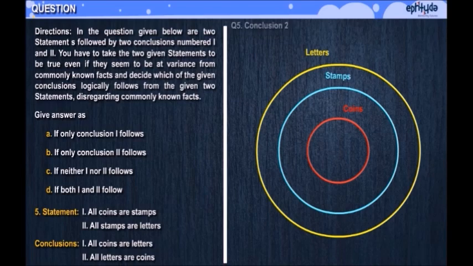On conclusion 2, step 1, counter of conclusion all letters are coins is some letters are not coins. Using the previous diagram itself, we can prove the counter. Hence, no need to make a fresh diagram. Since we can prove the counter of the conclusion, this conclusion is invalid. So conclusion 1 is valid and conclusion 2 is invalid. Hence, our answer is A.